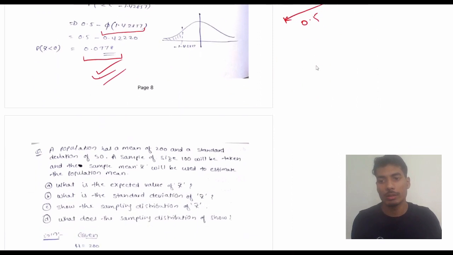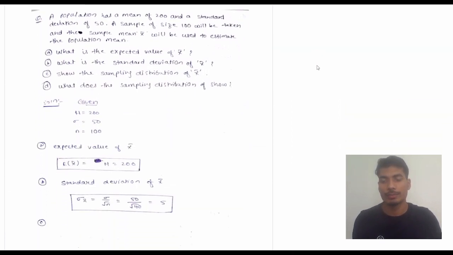Now we move towards another question. Another question is: a population has a mean of 200. While reading a problem, you can get the data and write it. Don't read the full question at a time. Read one line, and whatever data you can get, write that data.